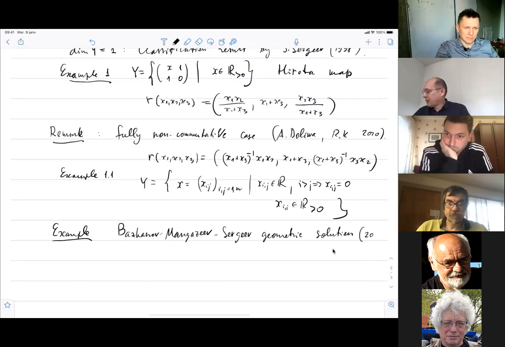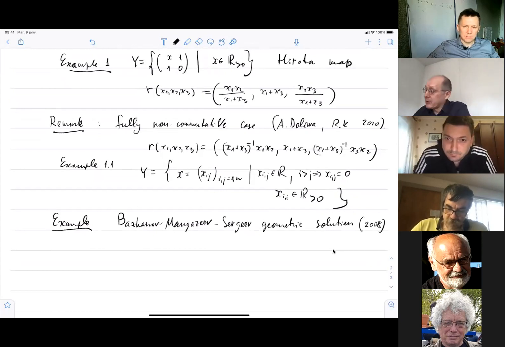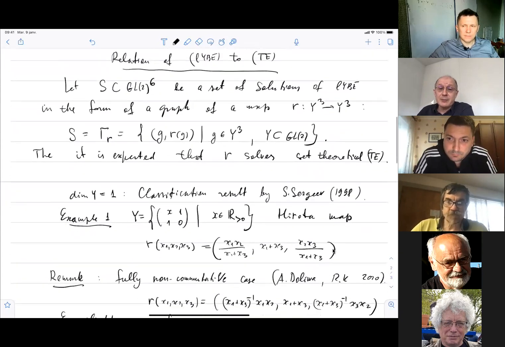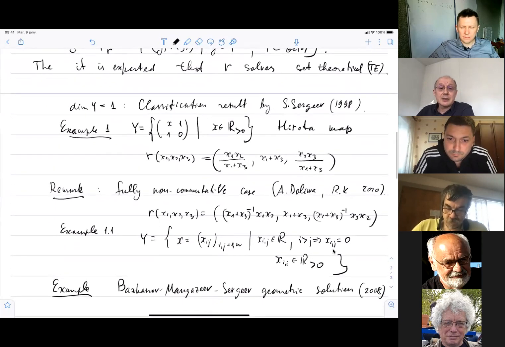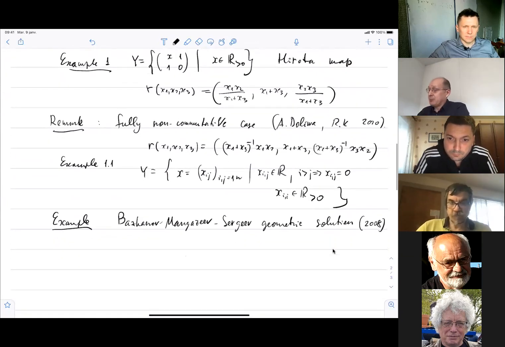I think this is something like 2008. What is it? Strictly speaking, I'm not sure that this is a solution in the sense I defined it today, right? As a graph of a truly well-defined map. So I think it is almost a well-defined map, but probably with some singularities. Let us see. So let me just explain it.